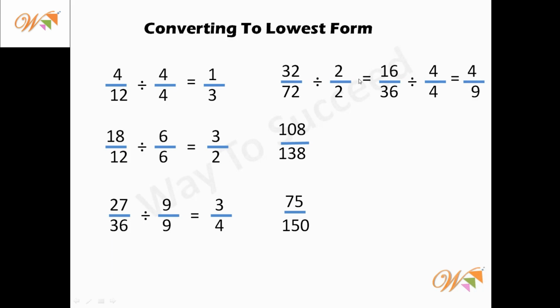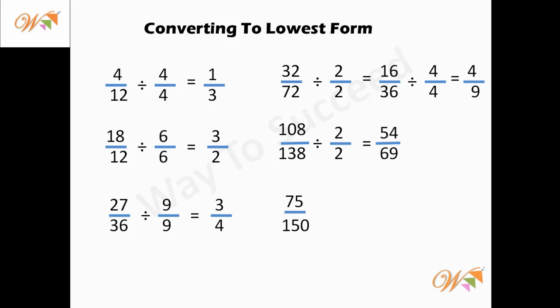In case you're not able to guess the highest common factor, just look at the last digits. If you're getting an even number in both of them, you can start by dividing by 2/2. If you're getting 5 or 0, you can start by dividing them by 5. Or if they're ending with zeros, you can start by dividing them by 10.